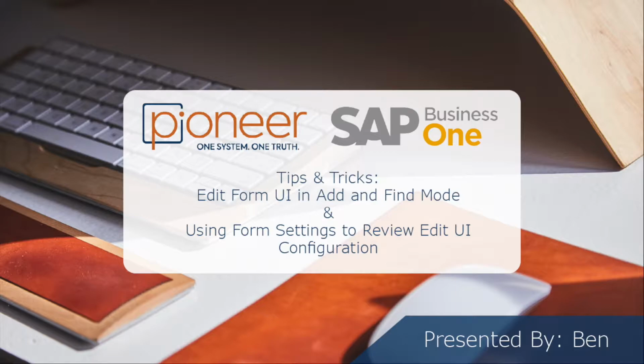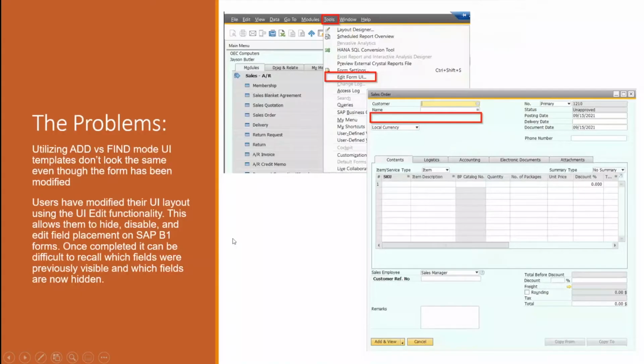Welcome to this tip of the week, where we're going to be talking about the edit form UI in add and find mode and using form settings to review edit UI configurations. So the problem: you utilize the edit form UI templates and you've created some, but you've been noticing that your find mode of a form looks different than your add mode of the form, even though you've already modified it.